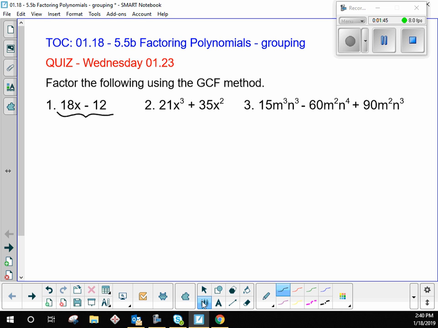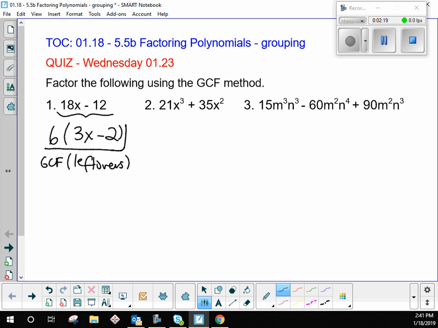So for number one, if I'm looking at 18x and 12, looking at just the number parts first, 18 and 12, what's the biggest number that goes into both of those? 6. And do they have any x's in common? No. So then this is my GCF. It's going to go on the outside. And then I'm going to put the leftovers, quote unquote, in parentheses. So 18x, when I divide out 6, I'm left with 3x minus 2.